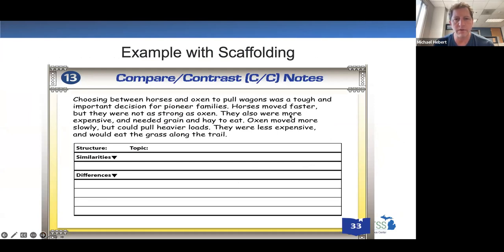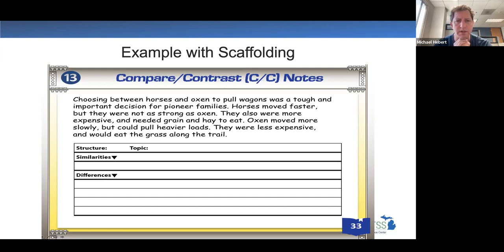So I want to share with you how I show kids how to stick to the reading with compare contrast. You see, I've got this note frame. Basically what I'm doing here is I've got structure listed, topic, similarities and differences. And the first thing I do is I teach kids to read through the text.